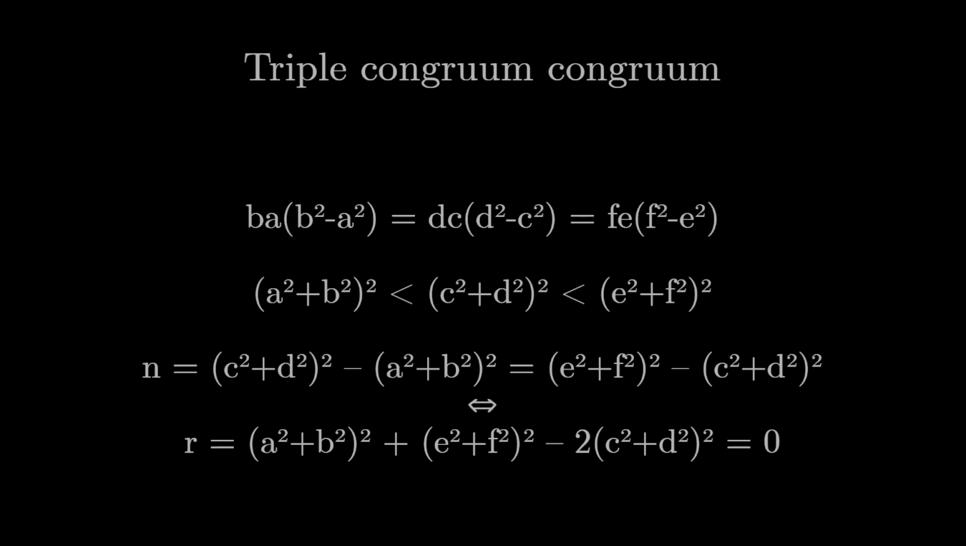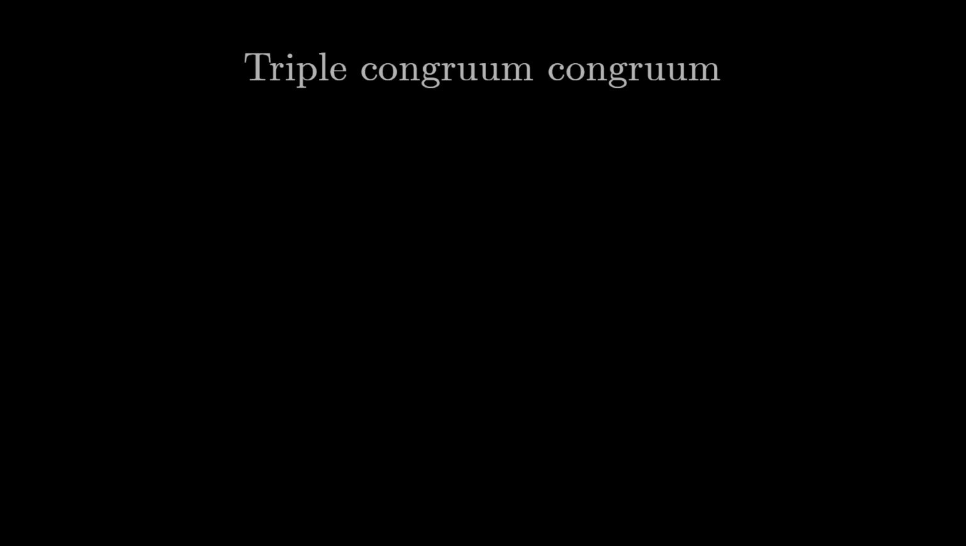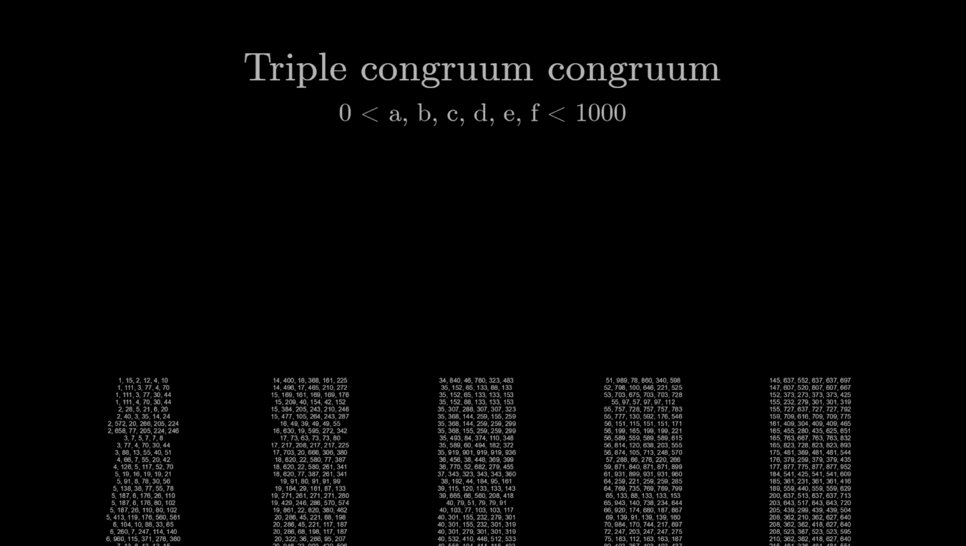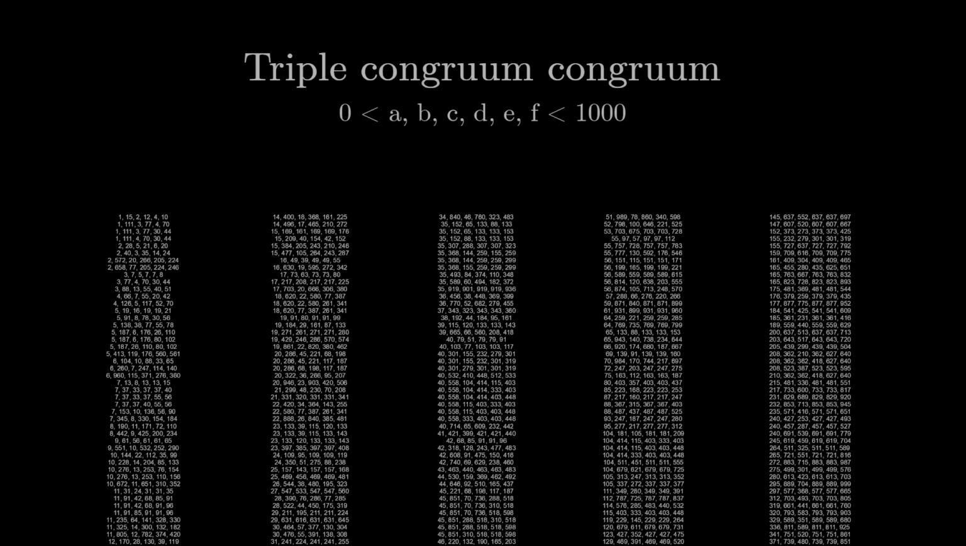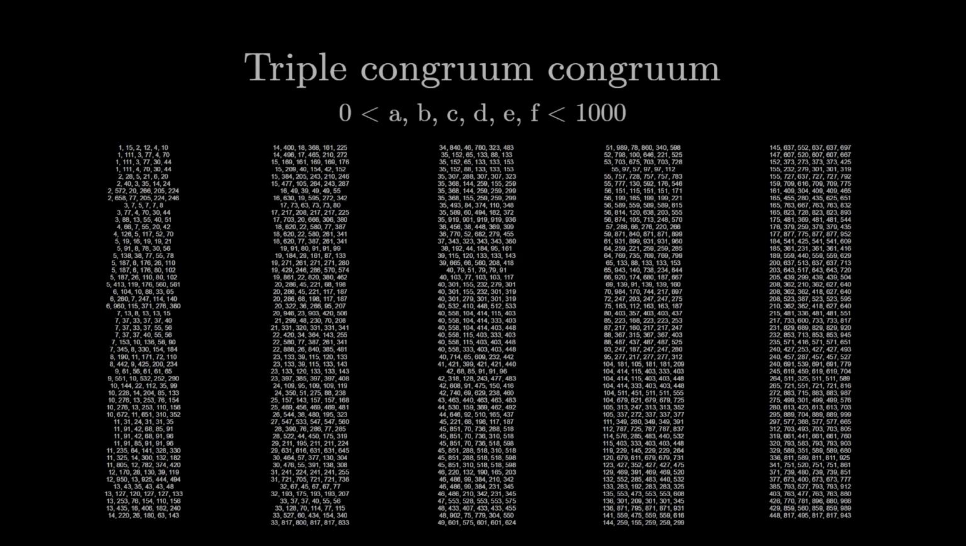Does such a number exist? Let's take a look. So, as an example, I would like to show you all of the possibilities where A, B, C, D, E, and F are positive and below 1000. You can see there's a lot, and it turns out there seems to be an infinite number of them, even though I cannot prove it.